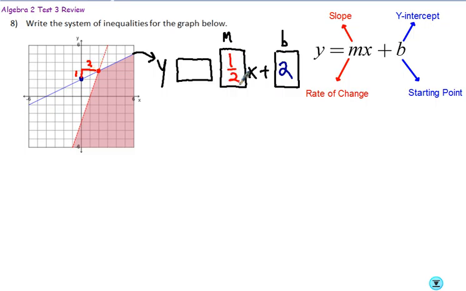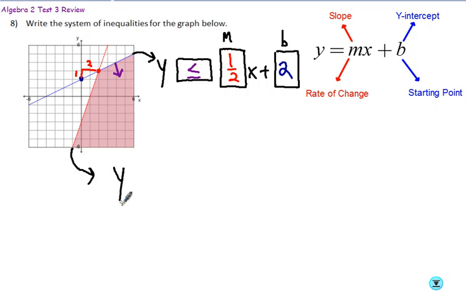And then let's see which way it's shaded. If you take a look at the shading, it's shaded below. So below would be less than. And it is a solid line, so it would be less than or equal to. Simple enough, right? We didn't really have to do any work. We just kind of had to look at the picture that was already drawn and then figure it out from there. Alright, so let's do this other line down here.